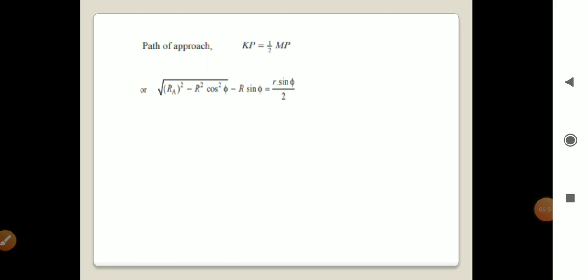We know the formula of the path of approach: Kp is equal to the square root of capital RA square minus R square into cos square of phi, minus R into sin of phi. We also know that the value of Mp is small r into sin of phi, divided by 2. So we put the values; we have the values of capital R and small r, and the angle phi.